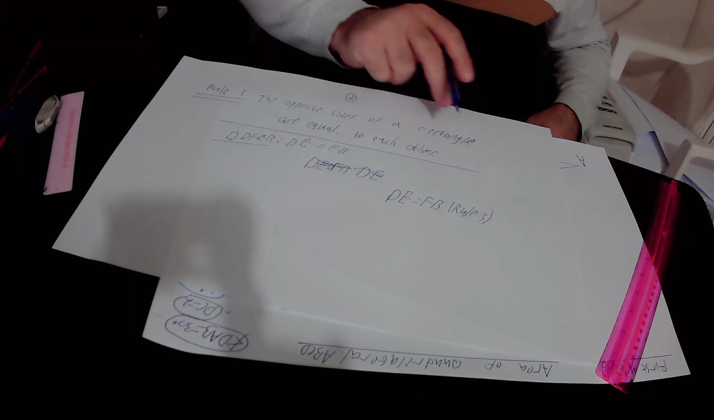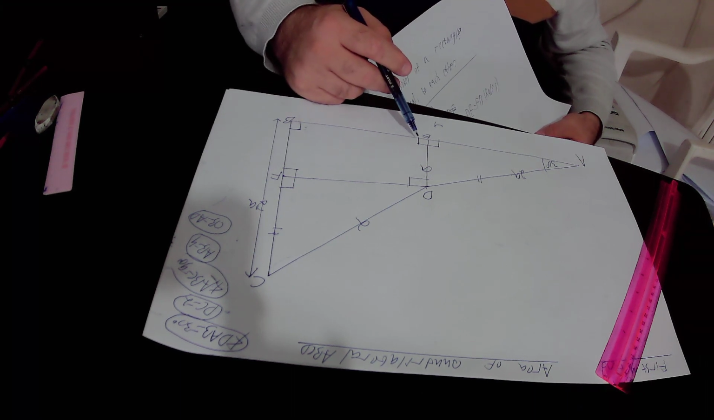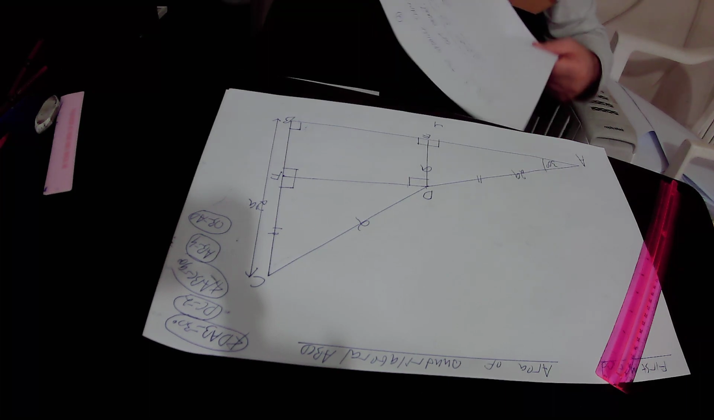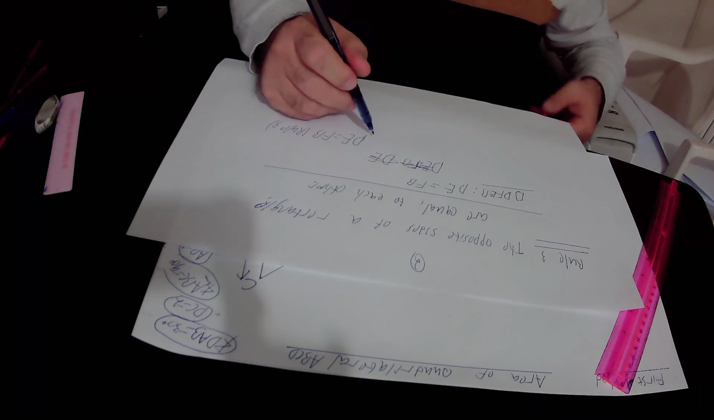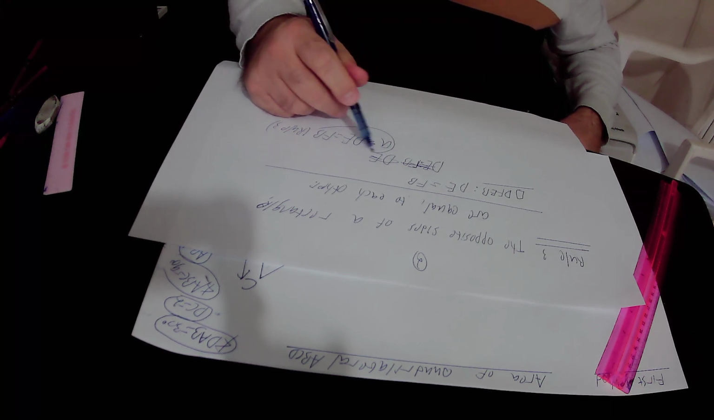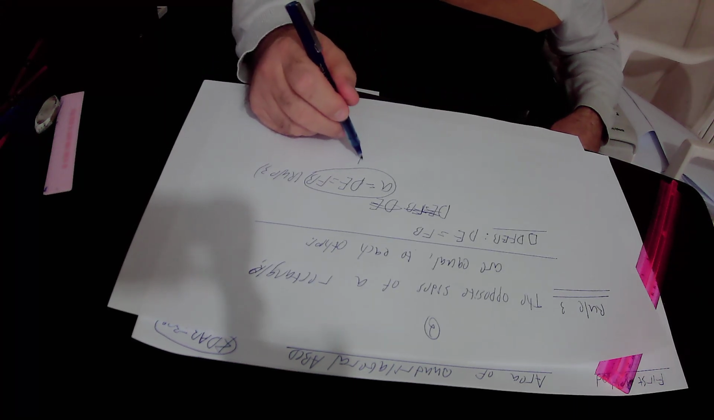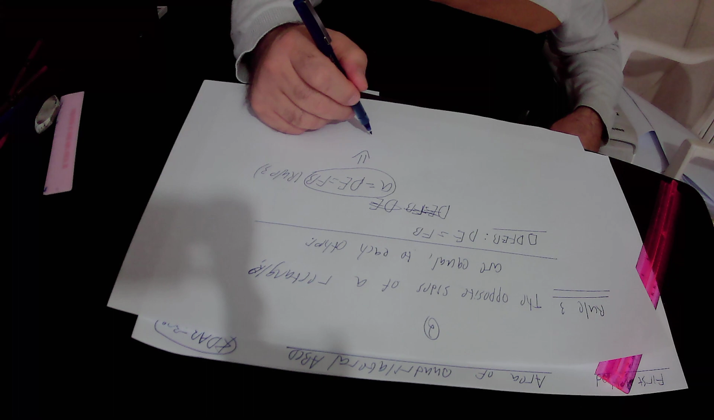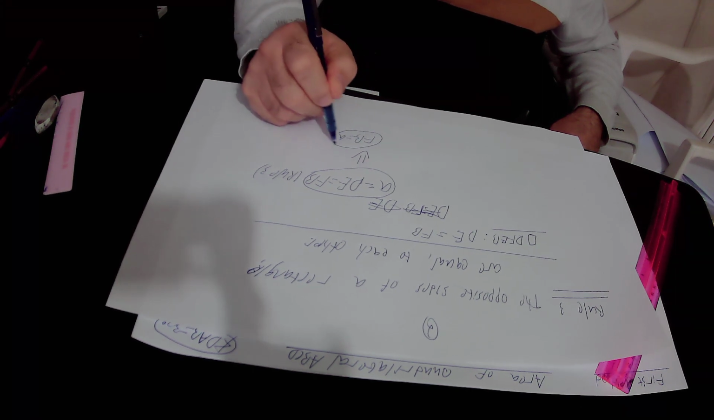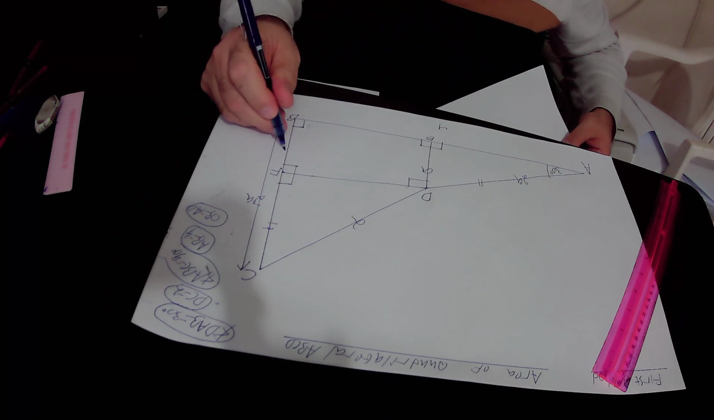But we have already defined DE as A, so we can write here that DE equals A according to our definition. And from this equation, we will derive that FB also equals A.